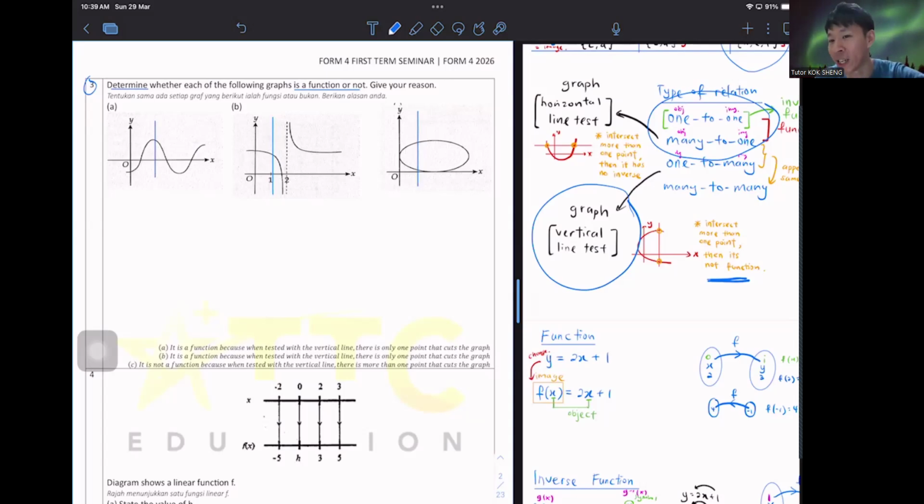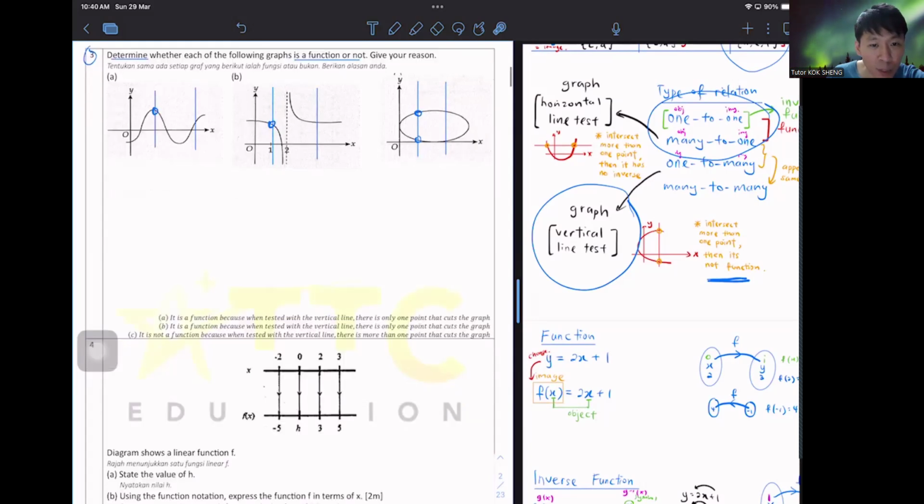Not necessarily must follow the place I draw, okay? You can draw other place, as long as it intersects the graph. It cuts through the graph, no matter where you draw. Must cut through the graph. Okay, so you can see the line you draw already. Intersect once, intersect once, intersect twice. So if it intersects more than 1 point, then it is not a function. So the answer here is already right at the bottom. You can check and see.